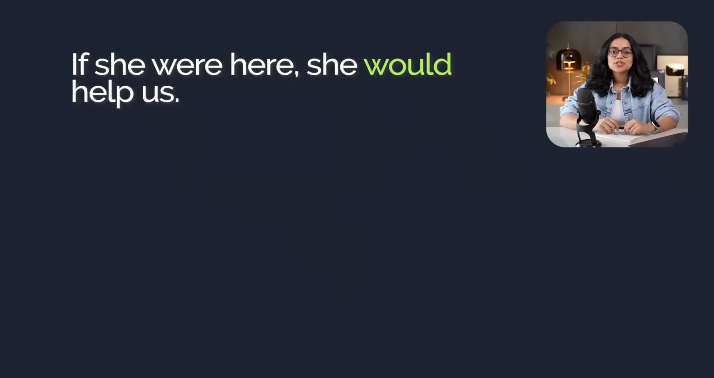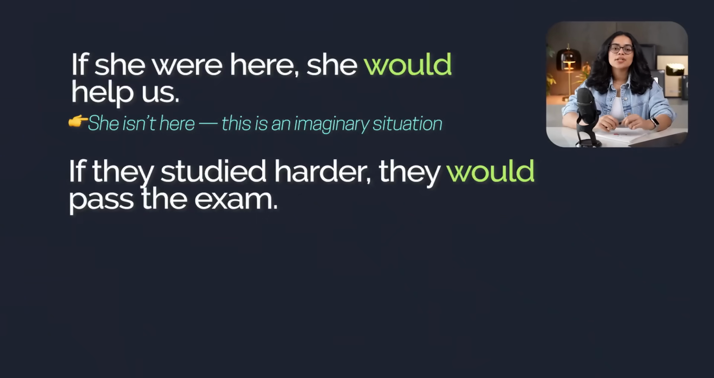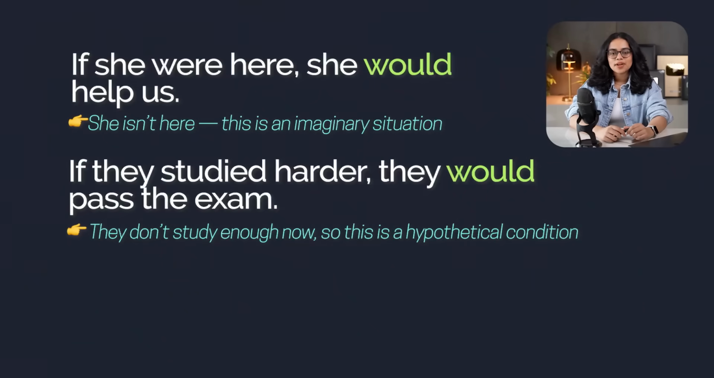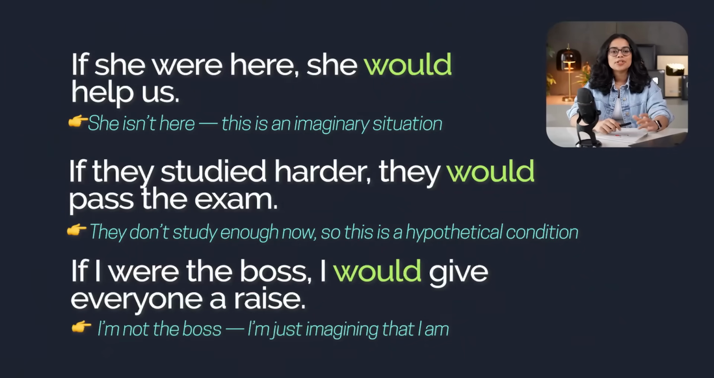Here are some more examples. If she were here, she would help us. But she isn't here. This is an imaginary situation. If they studied harder, they would pass the exam. Do they study enough? No, right? So this is a hypothetical condition. If I were the boss, I would give everyone a raise. Now, I'm not the boss. I'm just imagining that I am.